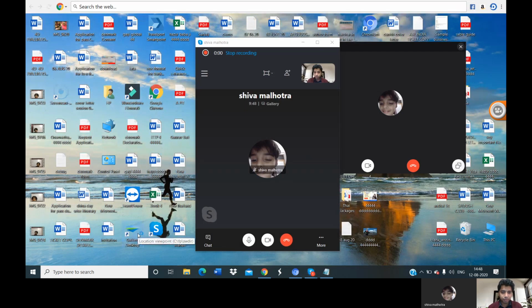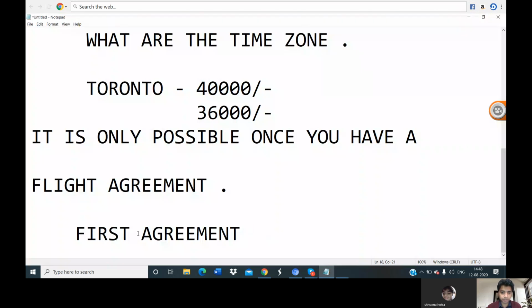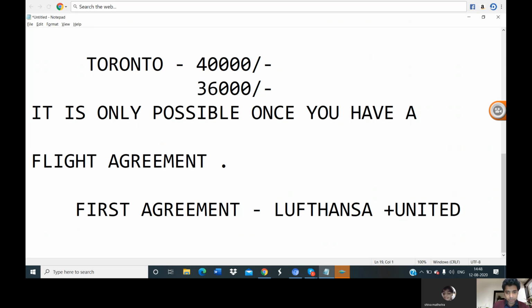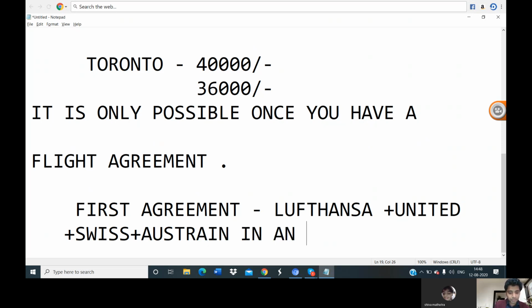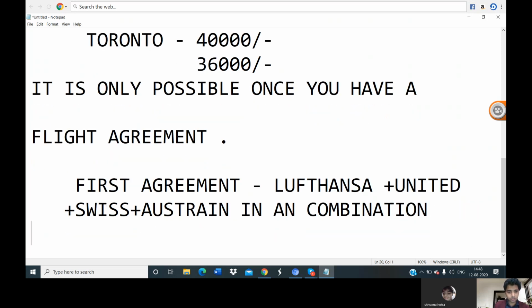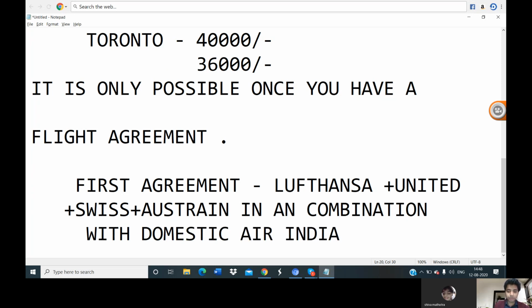Okay, so meanwhile it is opening, we'll do something in the notepad. See, the first agreement which we have to design is with Lufthansa. See, this is the combination: Lufthansa plus United plus Austrian, in a combination with domestic Air India. It is very important to understand this concept.